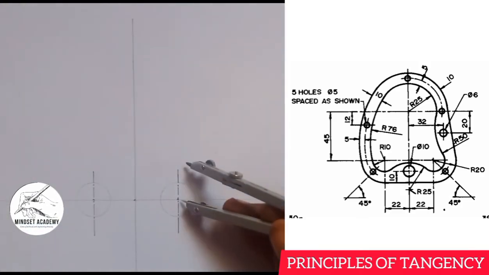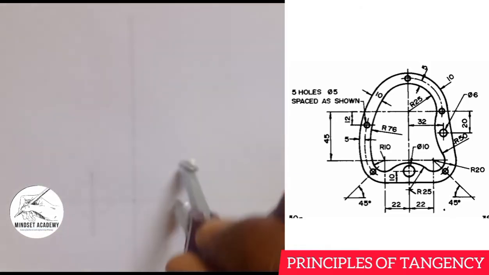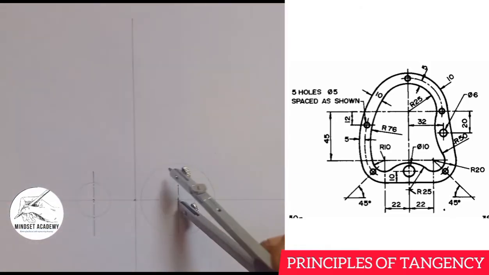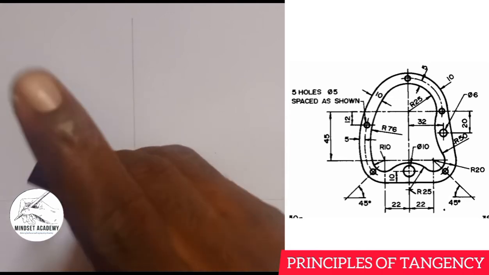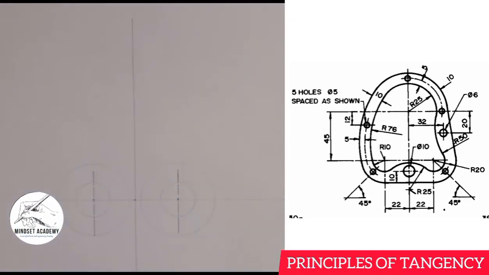I will come to this center here and draw another circle this way, faint line. And I will come to this center here and draw another circle this way, faint line, as you can see from the diagram. Is that taken? So we move forward.